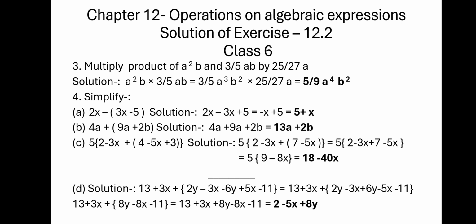B question. 4a plus 9a plus 2b. No change. 4a plus 9a gives you 13a plus 2b.